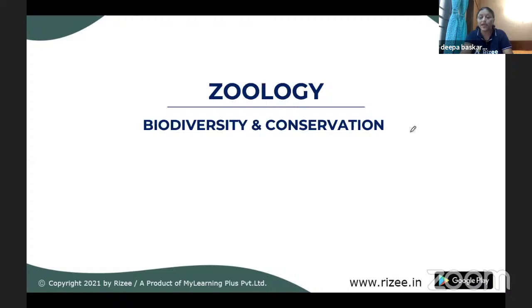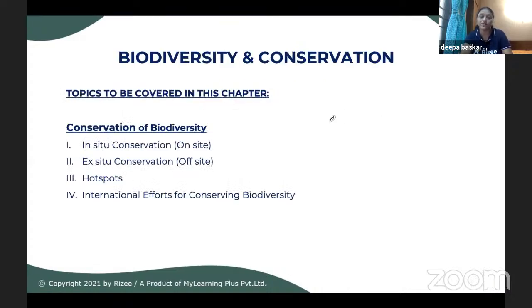In that chapter, we are going to concentrate on the topic conservation of biodiversity. So how we can conserve the biodiversity in different ways, like in-situ conservation, ex-situ conservation, hotspots, international efforts for conserving biodiversity. So these are the concepts we are going to concentrate on today.